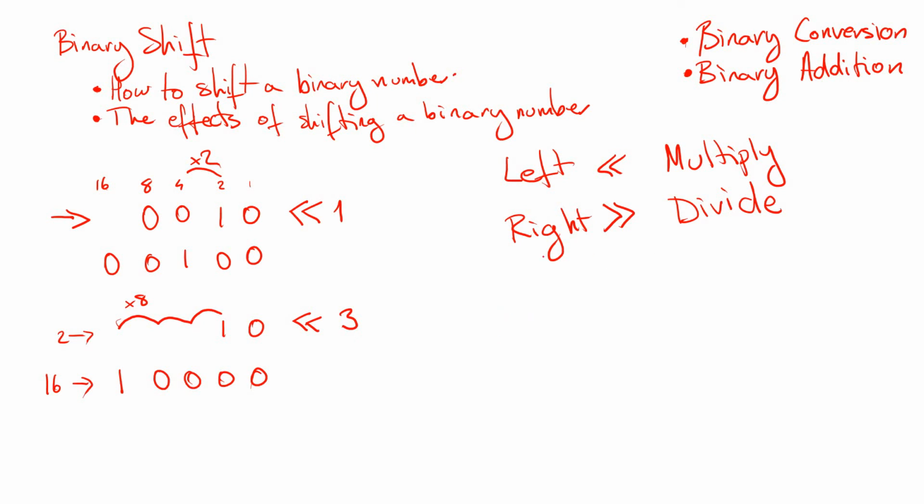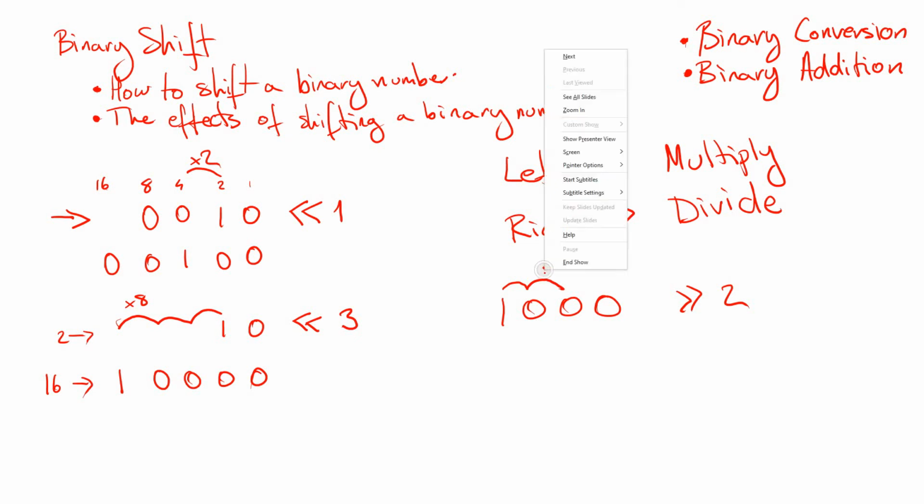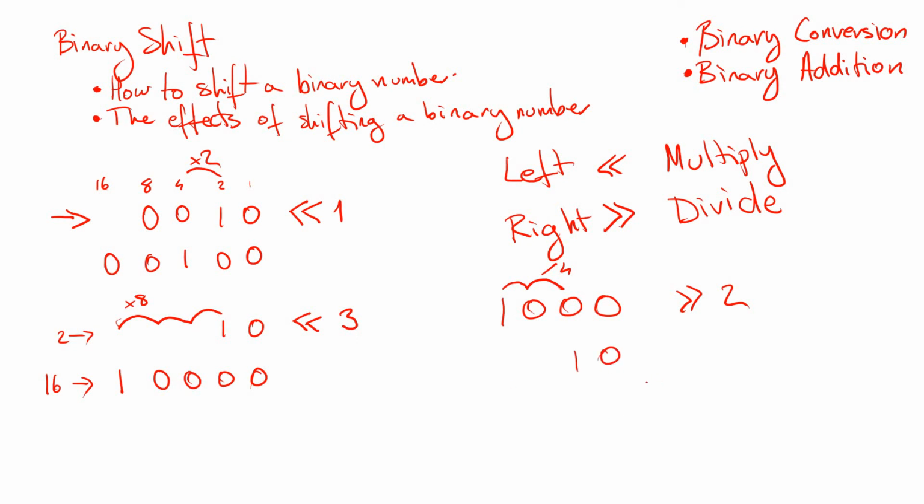Now the other one, shifting to the right, which is the divide here. If we take, for example, the number 8 again, like so, and we shift to the right by 2, then the same process applies. You are dividing by 2 by 4. So divide by 4. So 8 divided by 4 gives us the number 2, like this.